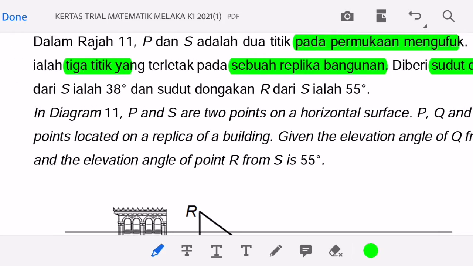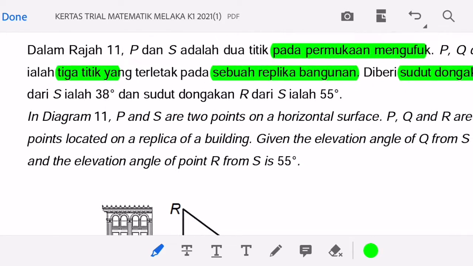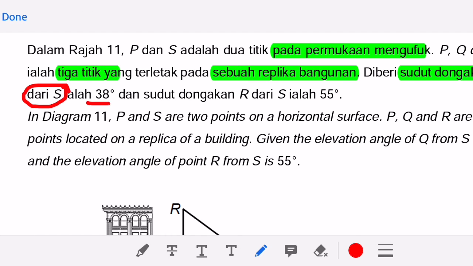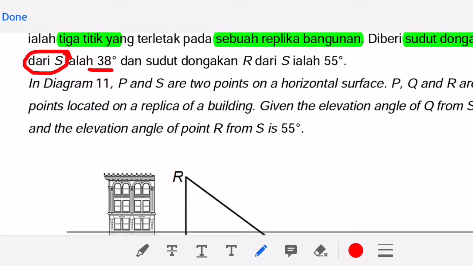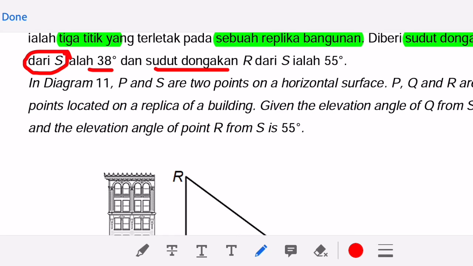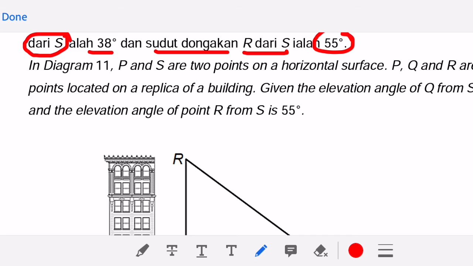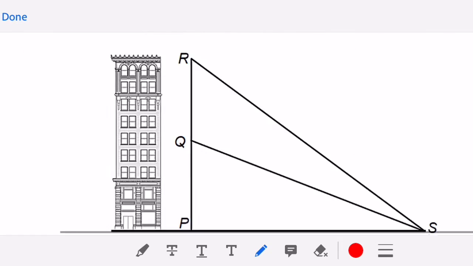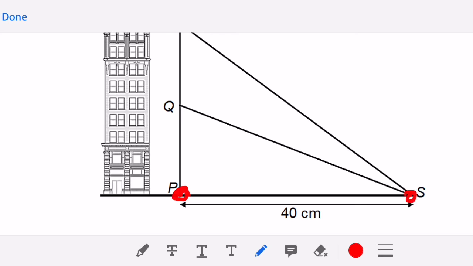Q dari S is very important. So this one I think you better highlight Q. Most important is dari S, 38. And then sudut dongakan R dari S is 55 degrees. So meaning that in diagram 11, P and S are 2 points. So we have 1 point here, 1 point here. These 2 points are on the floor, right?